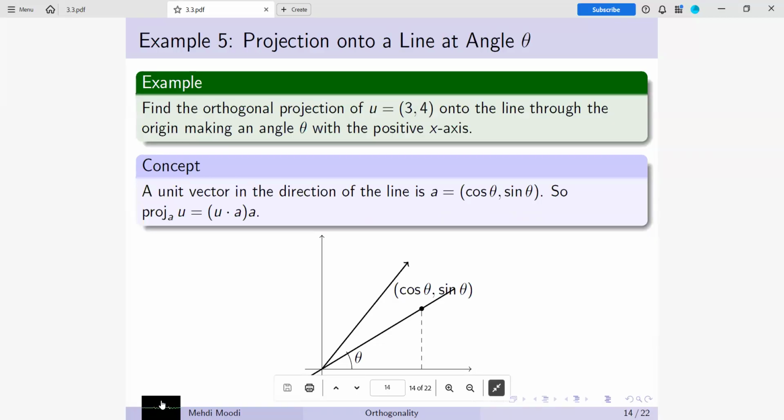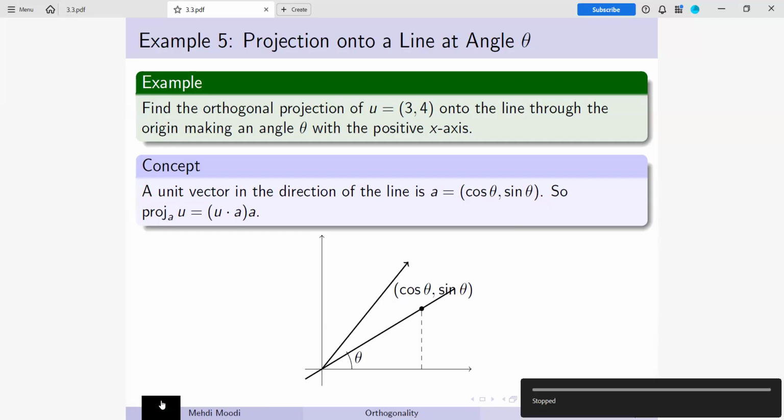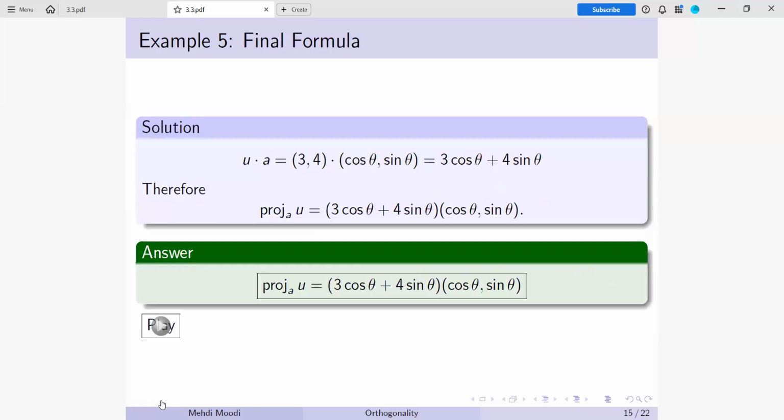Since the line makes angle theta with the x-axis, its unit direction vector is cosine theta, sine theta. Trig enters the chat, as usual. The dot product gives how much of u points along the line, and then we multiply by the unit direction vector to build the projection.